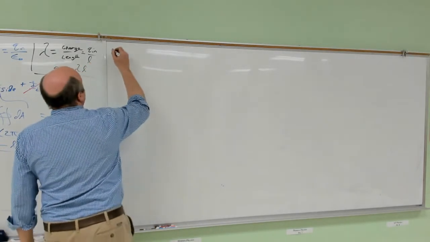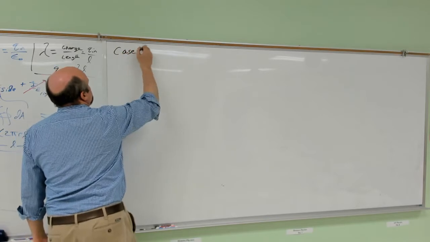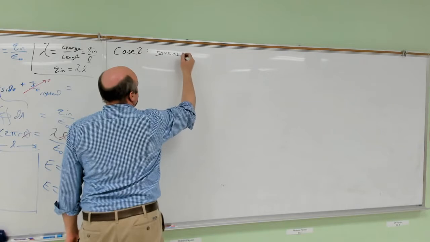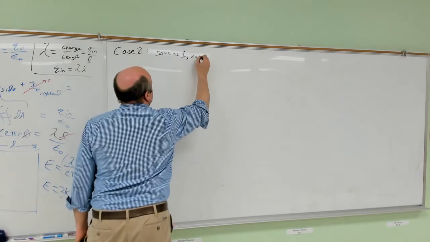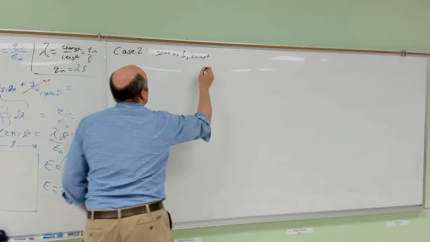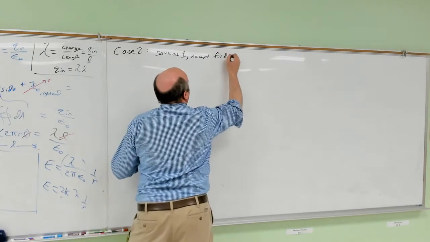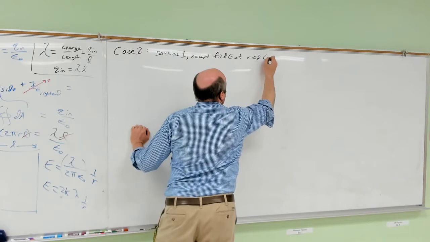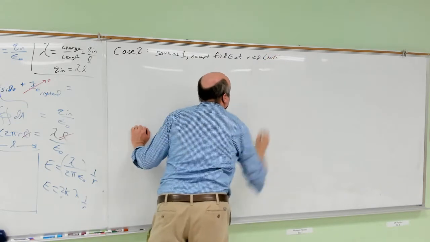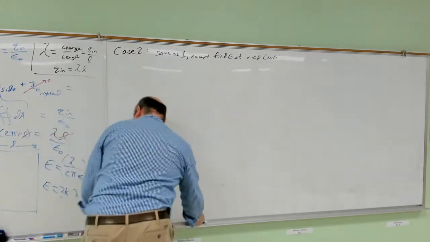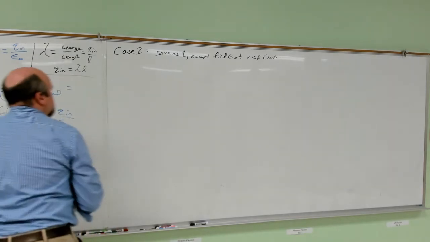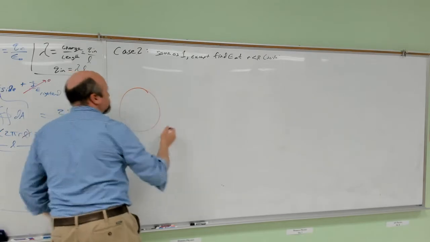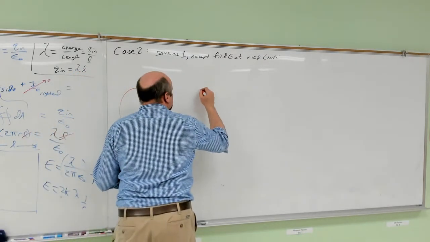We're going to do case 2. This will be the same as case 1, except find E at r less than R, so inside the cylinder. Okay, so here we go. Here's the end-on view of the cylinder, and here's a side view of the cylinder.